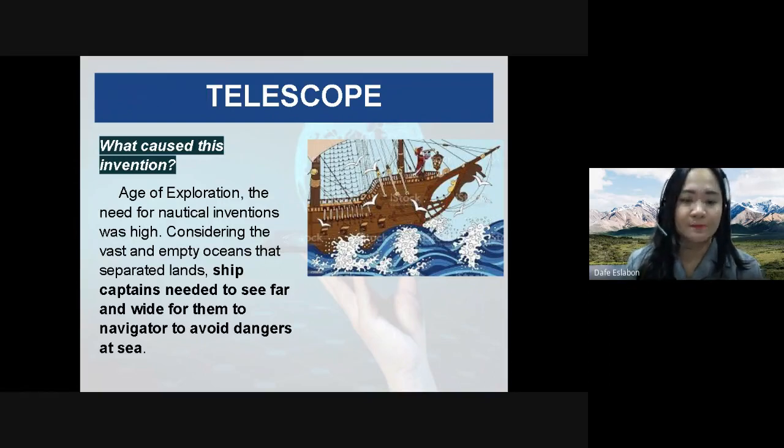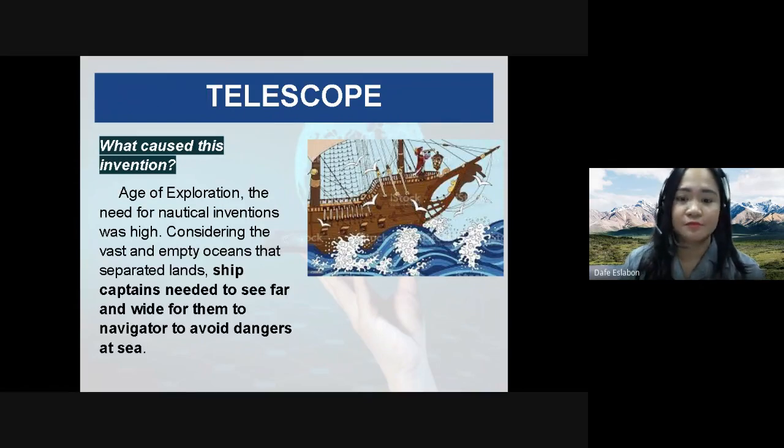And considering the vast and empty oceans that separated lands, ship captains needed to see far and wide to navigate or to avoid dangers at sea. So basically, one of the problems in the navigation or nautical aspect was the possible dangers that awaited the ship, the captains, or the crews in the oceans or in the seas. So this was the driving force that caused the invention of the telescope.